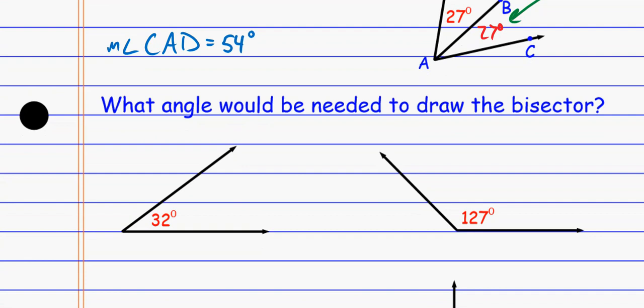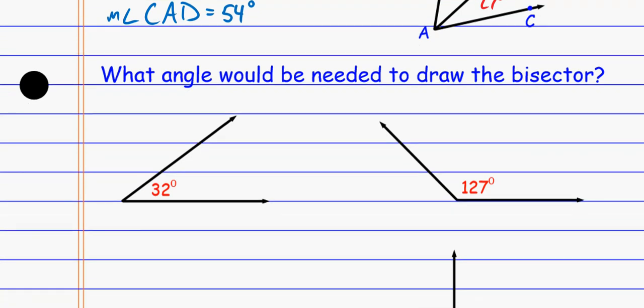If I look at something like these, it says, what angle would be needed to draw the angle bisector? And so for this one, I want to draw the bisector through this, which means I want to cut this in half. So the question is, what size angle do I need to draw that? Well, if the whole thing was 32 and I want to split this into two congruent pieces, it means that each piece would have to be 16 degrees. And so the answer is I need a 16-degree angle.